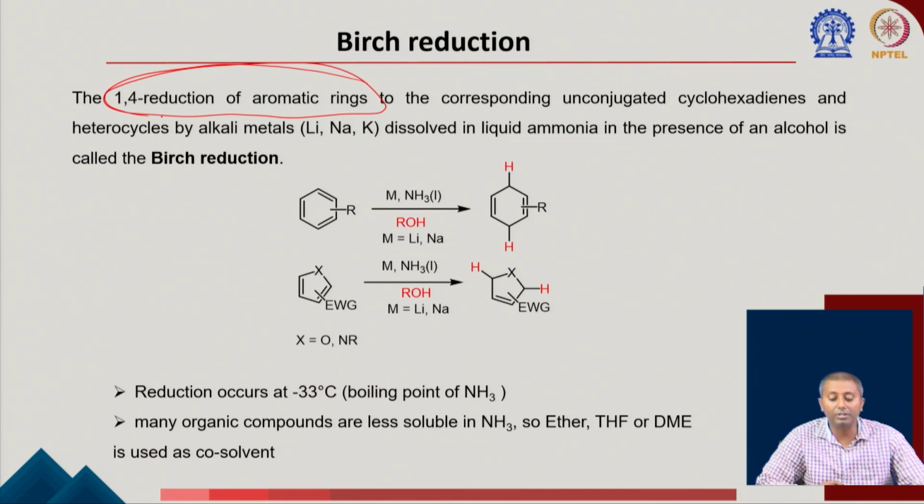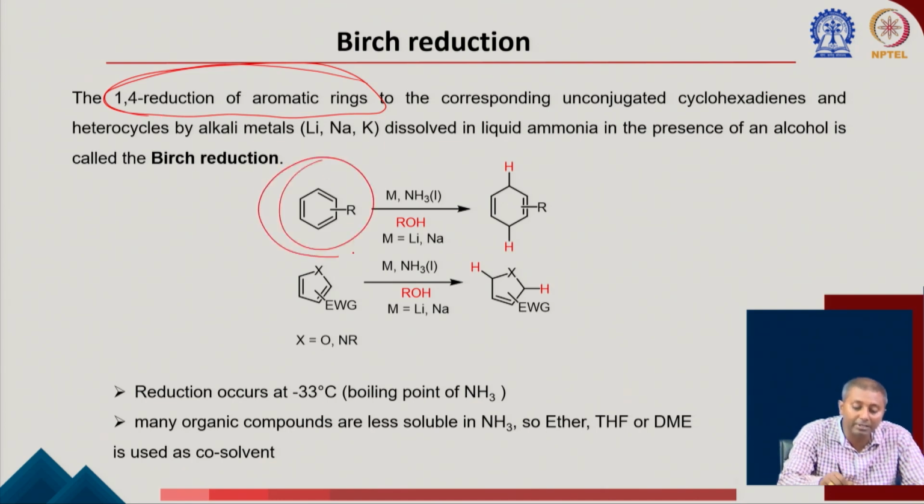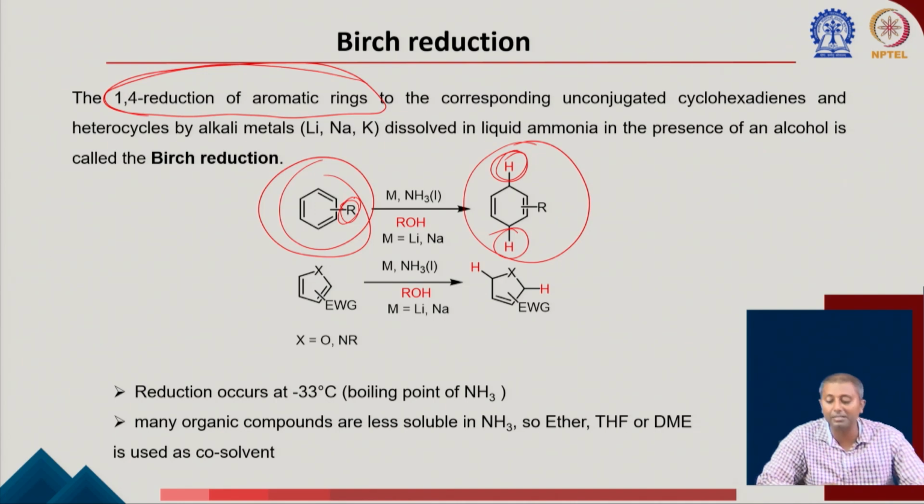Okay. So this is reducing an aromatic ring, and it's from benzene. What is happening? You are getting reduced. So there is a 1,4 reduction happening. Of course, we're going to come back to that. Depending on the R group, there will be a selectivity difference. We're going to come back to that discussion also.